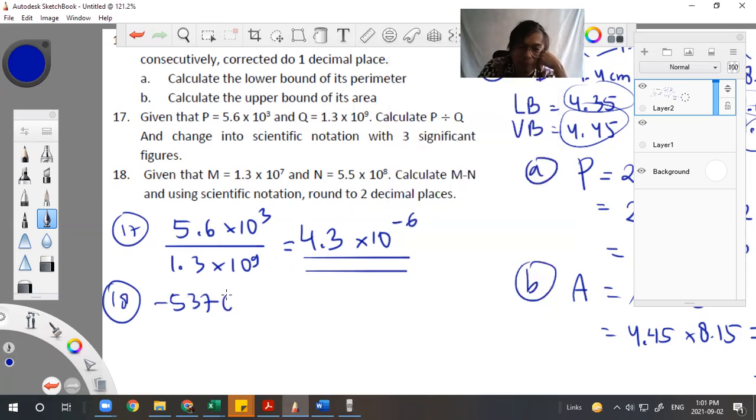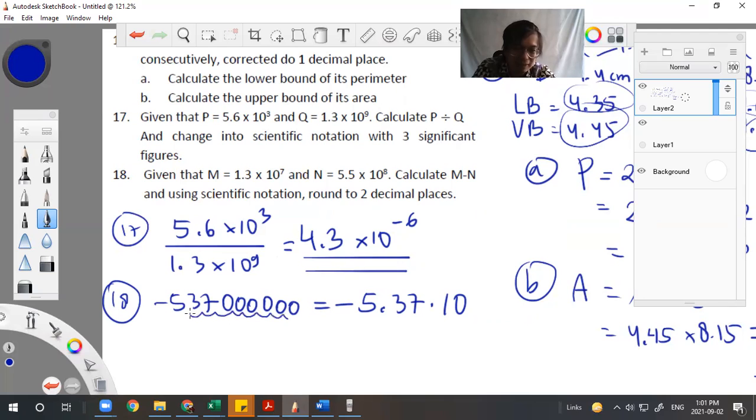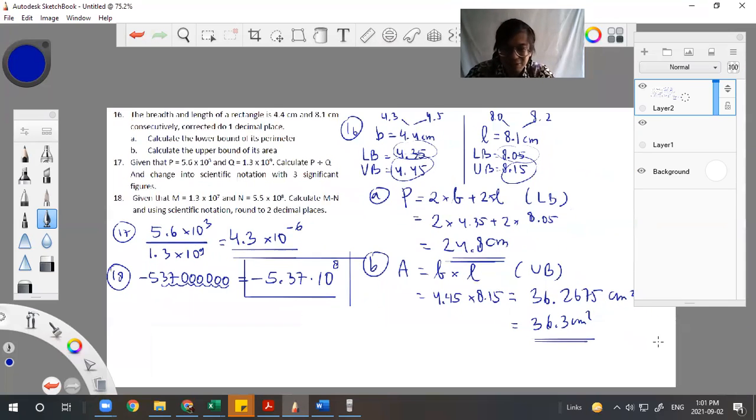Oh, this is not scientific notation yet. How do you convert into scientific notation? 5.37, remember? Times 10. Yes, point. Don't use a comma anymore. Okay, it gets easier over time. So, 1, 2, 3, 4, 5, 6, 7, 8. Because the start is from here. 8. And because it moves to the right. Okay, that's all. In 30 minutes, we are done for all the explanation.